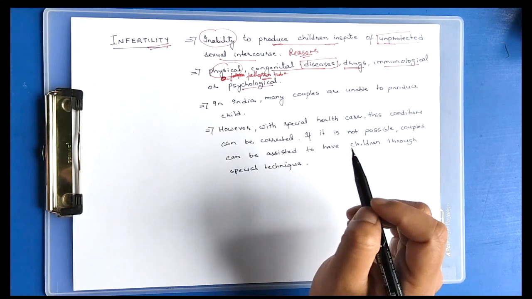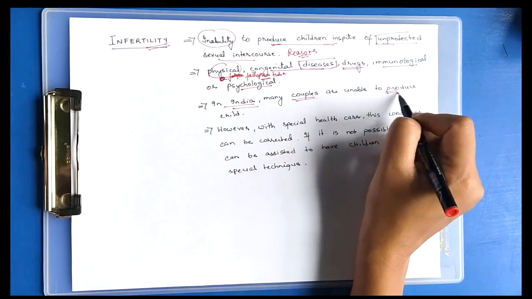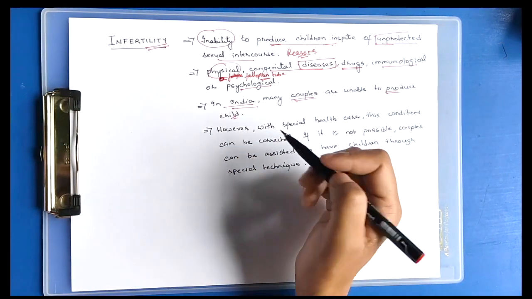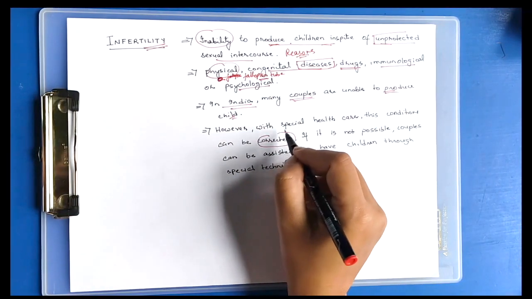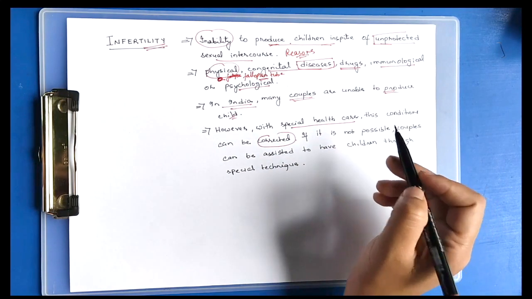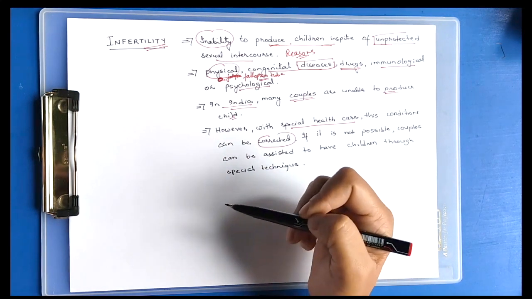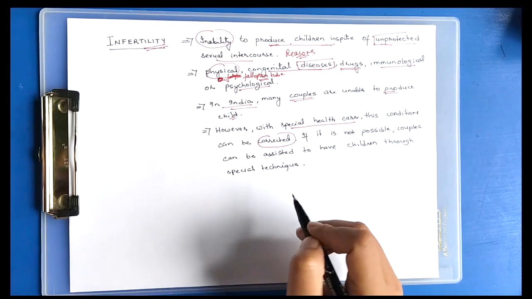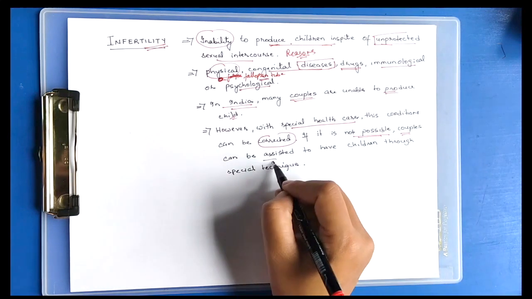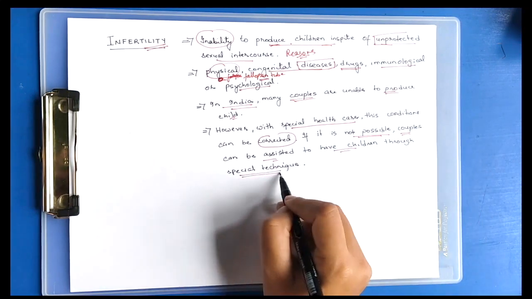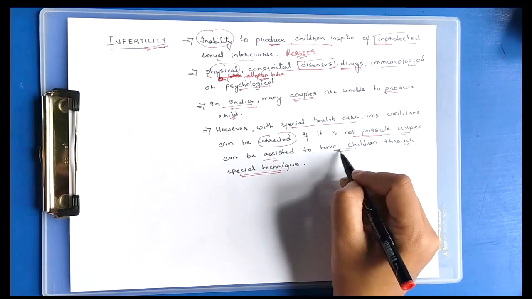In India also there are many couples who are unable to conceive or produce children. The inability to produce children, infertility, can be overcome or corrected by using special kinds of health care or treatment. If it cannot be corrected, couples can be assisted to have children through special techniques which can be used by the couples to have children.